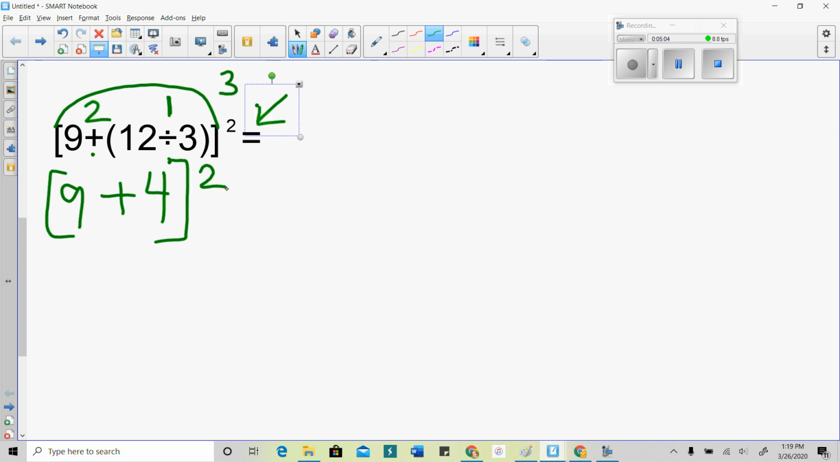So next, step 2, I need to do the 9 plus the answer to step 1. So 9 plus 4 is 13. Now I don't need the bracket anymore because I solved inside the bracket. Now that 2 is going to go on the outside, that exponent of 2. So 13 is being squared or raised to the second power. So my last step is I need to do 13 times 13.